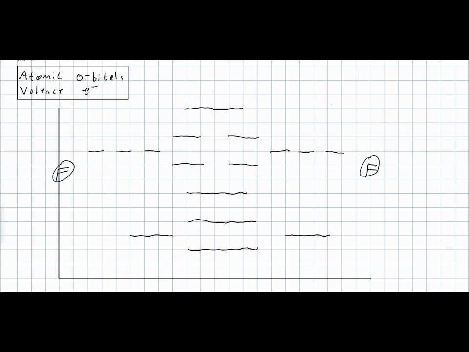What we have here is two distinct areas. We have this lower region, and we have this upper. And if you'll also notice, we have fluorines on both sides. We have a fluorine here, and we have a fluorine here. All this stuff in the middle is what goes into that single bond of fluorine.